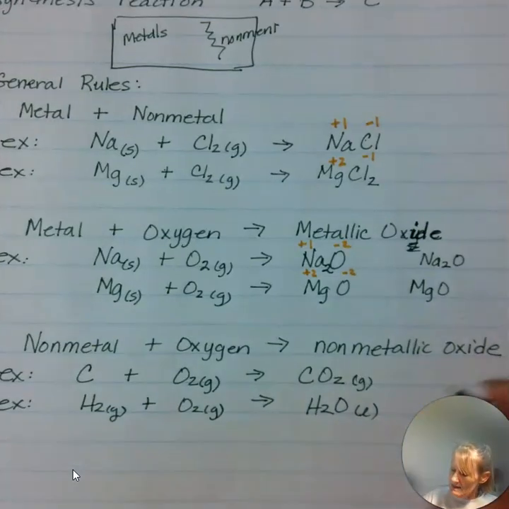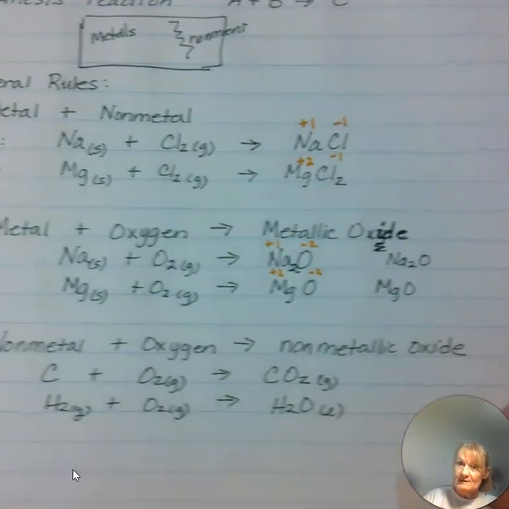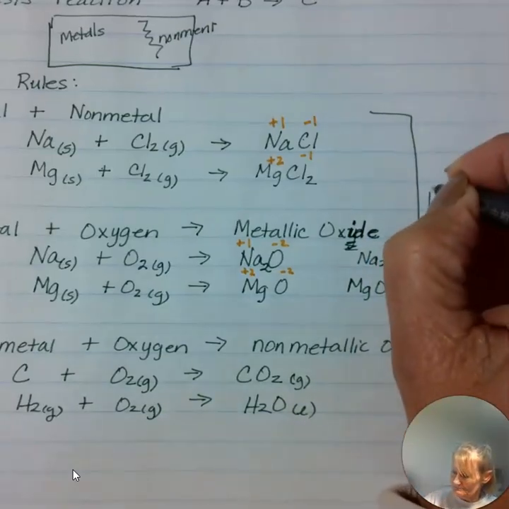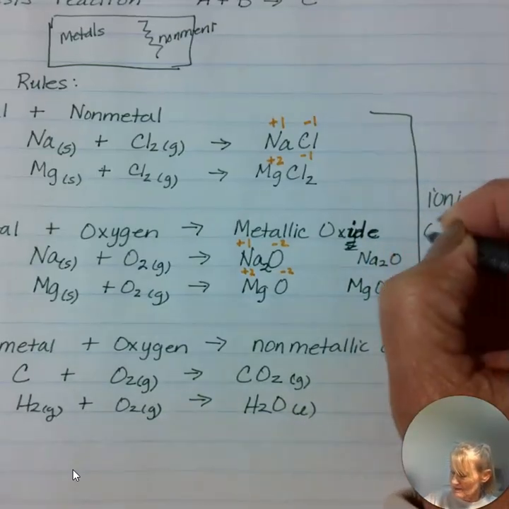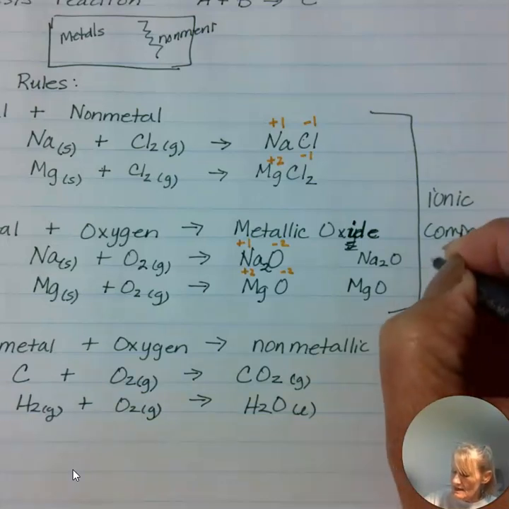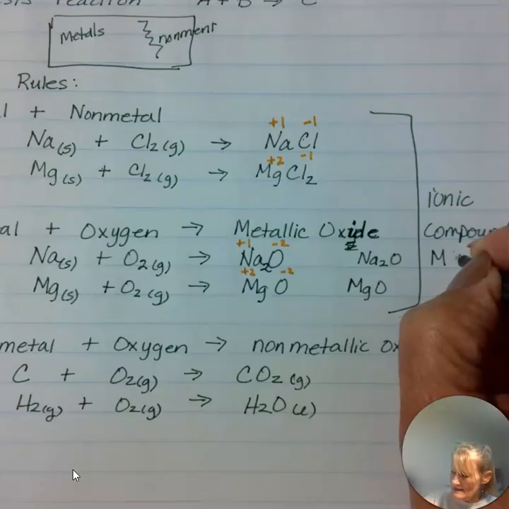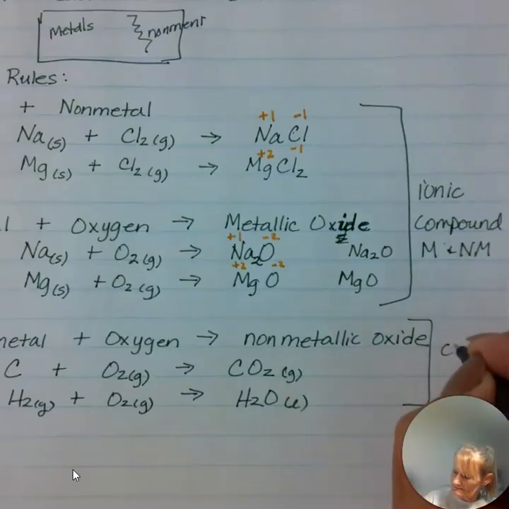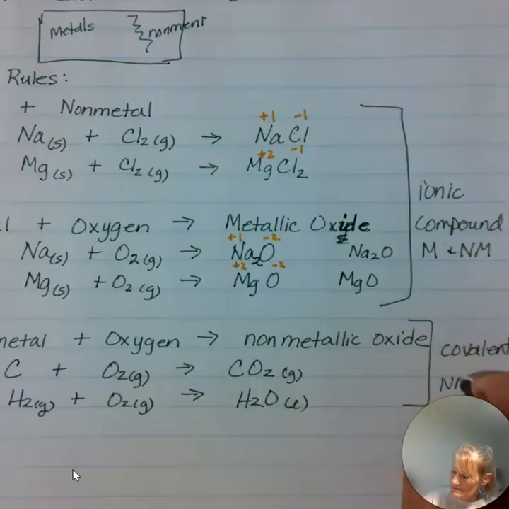Now these up here, guys, let me come back up to the top here. These are ionic compounds. We're just reviewing that because remember, ionic is a metal and a nonmetal. This one now is a covalent compound, because it is a nonmetal and a nonmetal.